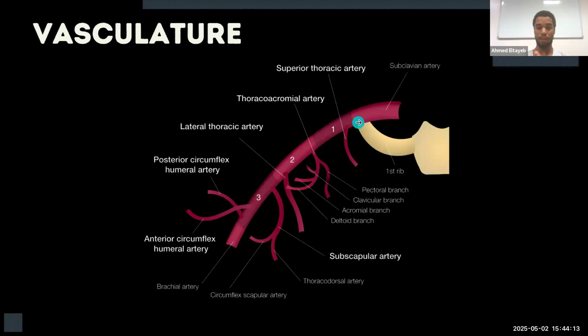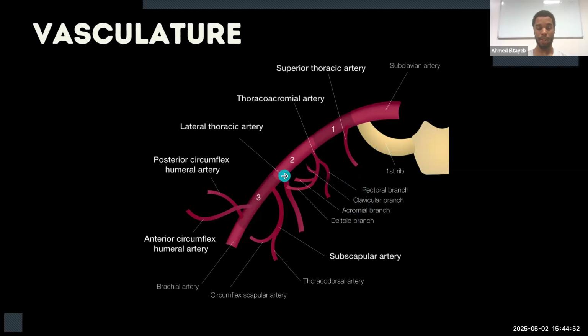Now, the axillary artery has three parts, and each part has branches. The first part has one branch, the second part has two branches, and the third part has three branches. So the first part is the superior thoracic artery. And the second part of the axillary artery, we have two branches. We have the thoracoacromial artery, and the thoracoacromial artery has many different branches. It has the pectoral branch going to the pectoral region, clavicular, acromial, and deltoid. They're all in the name.